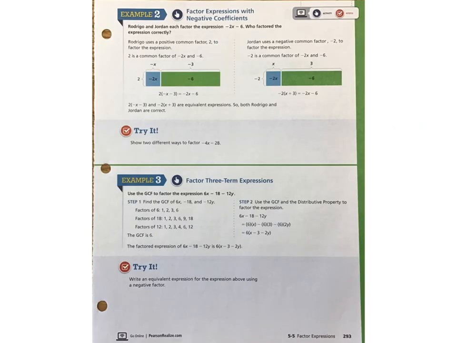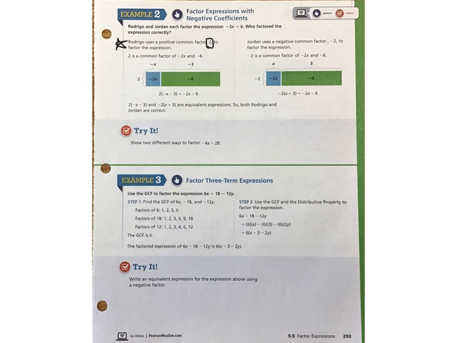Example 2, factor expressions with negative coefficients. Rodrigo and Jordan each factor the expression negative 2x minus 6. Who factored the expression correctly? So let's use Rodrigo's factors first. It says Rodrigo uses a positive common factor, 2, to factor the expression.